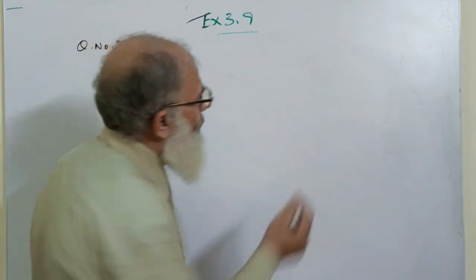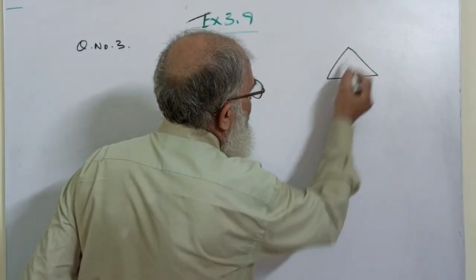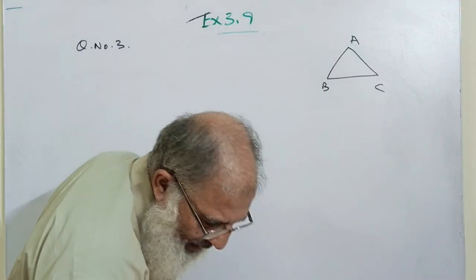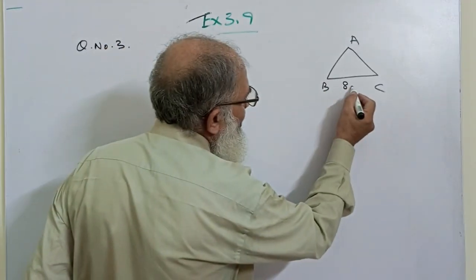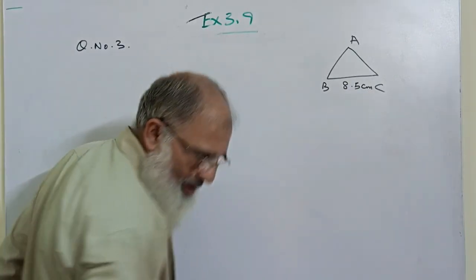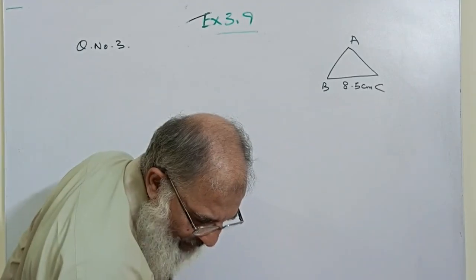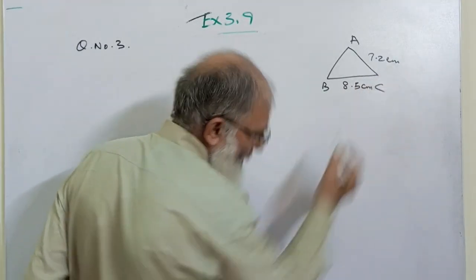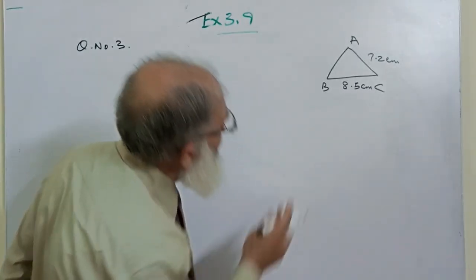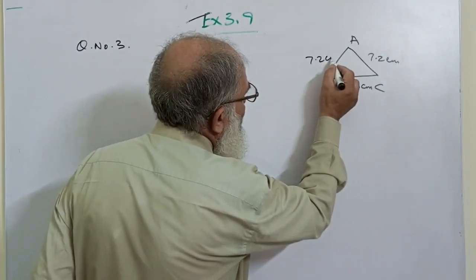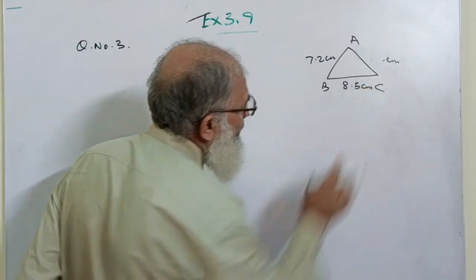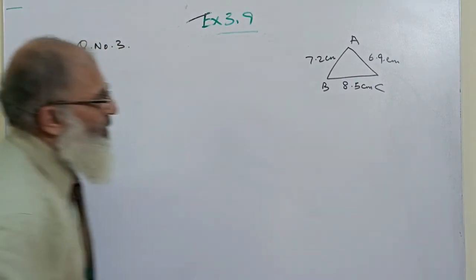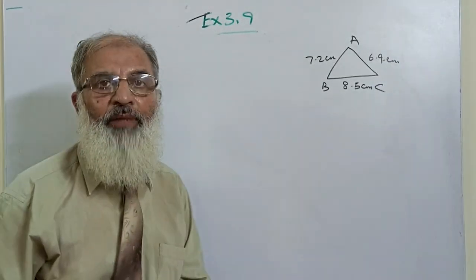Just suppose this is a triangle ABC, and in ABC, 8.5 centimeters is given over here, 7.2 centimeters, and this is 7.2 centimeters, AB is 7.2 centimeters, and this is how much? 6.9 centimeters. Now the process will remain the same.